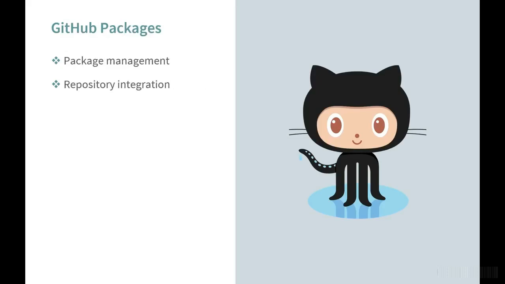GitHub Packages. This is for package management. You can host and manage packages for various languages, including NPM, Maven, NuGet, and Docker. It, of course, integrates with GitHub repositories for easy publishing and consumption of packages. Then there is security and access control. Manage permissions and use GitHub security features to control access.